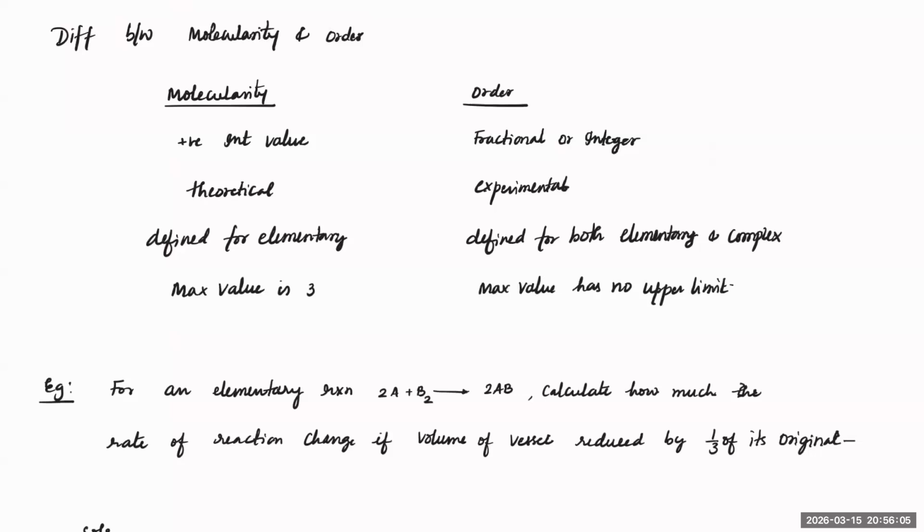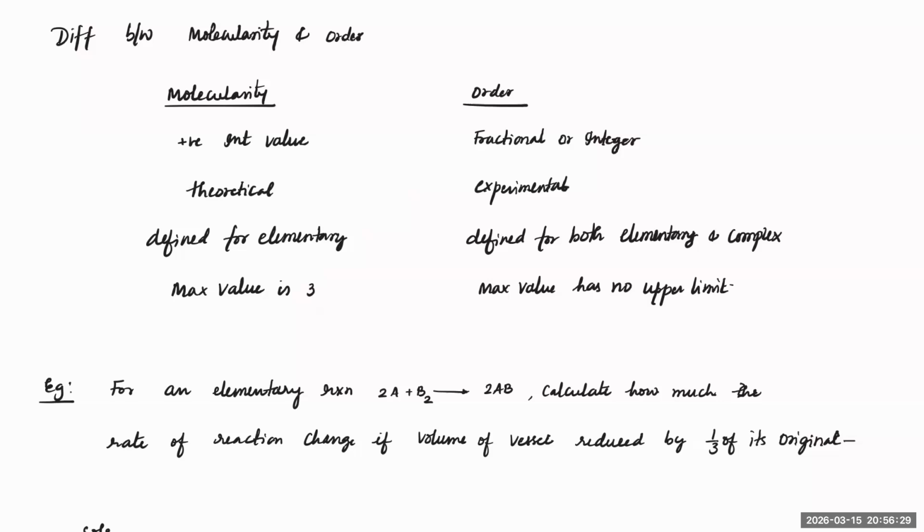Now, quickly, let's assess the differences. Molecularity is a positive value. Order is a fractional or integer value. Molecularity is more theoretical. Order is experimental. Molecularity is defined for elementary reactions. Order is defined for both elementary and complex reactions. The maximum value of molecularity is 3. The maximum value of order has no upper limit.